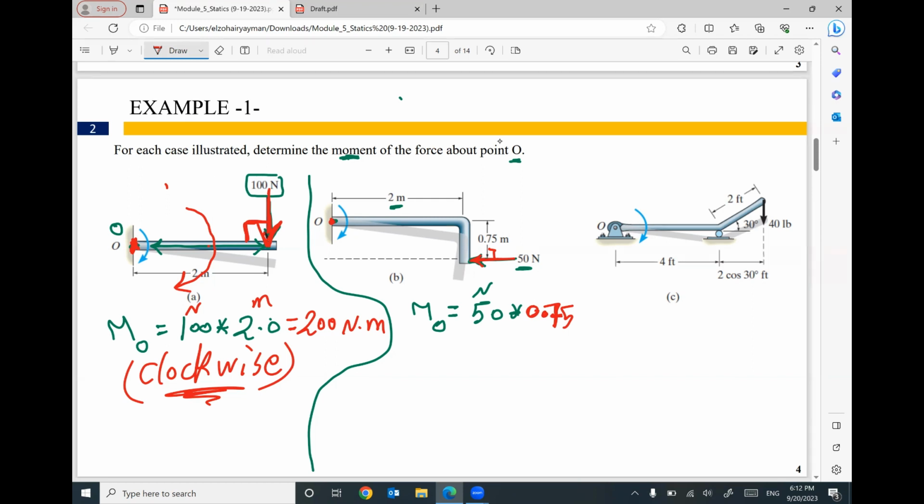So in the first example, your force was vertical and your distance was horizontal. In the second example, your force is horizontal and your distance is vertical, not any vertical distance, but the distance between the force and this point in a vertical direction. That means your moment value will be 50 times 0.75 equals 37.5 Newton meter. And if you imagine how this force would like to rotate around point O, rotate means the force would like to create a circle. It will rotate in this way, which is clockwise direction.